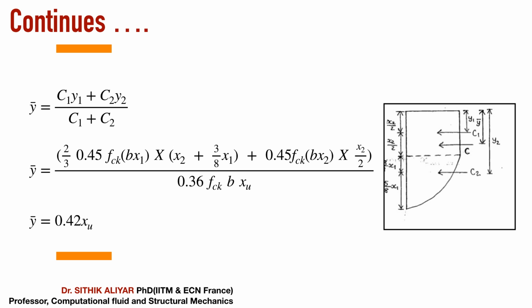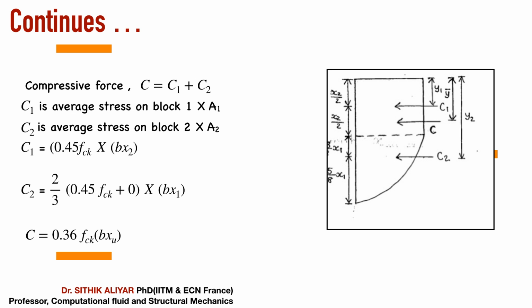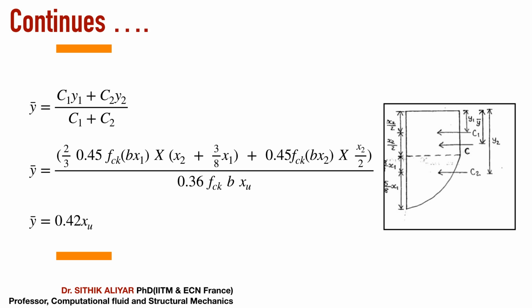So we are going to take a moment of area to determine where exactly this C value we calculated here will act. It is very simple. If you know the formula from engineering mechanics, (A1x1 + A2x2) divided by (A1 + A2), I will apply everything here. You can see C1 from the previous slide, you can see C2, everything you know.